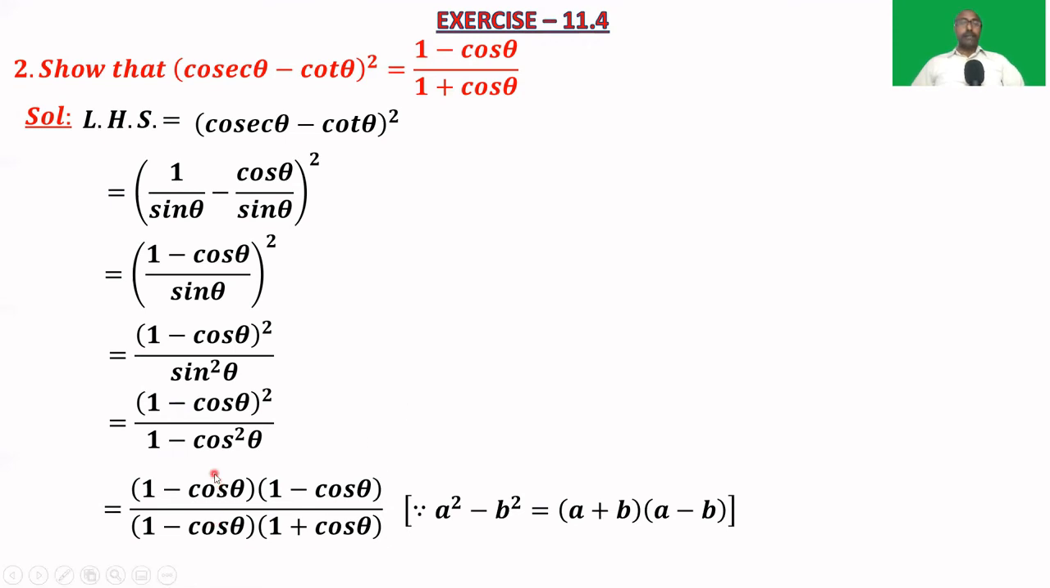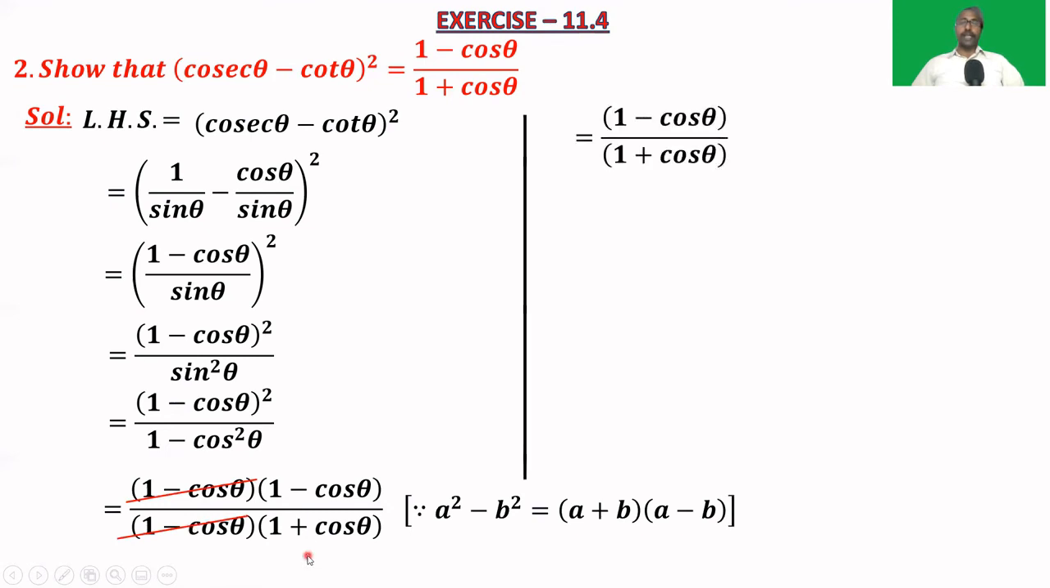Now here we can cancel 1 minus cos theta in both numerator and denominator, like this. And now we remain with 1 minus cos theta by 1 plus cos theta, which is our required RHS. So hence proved.